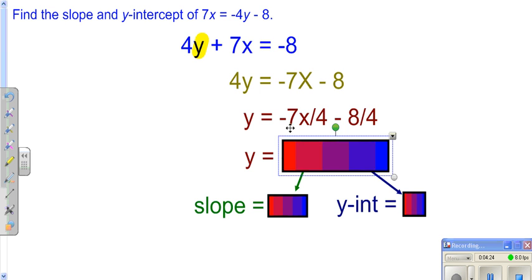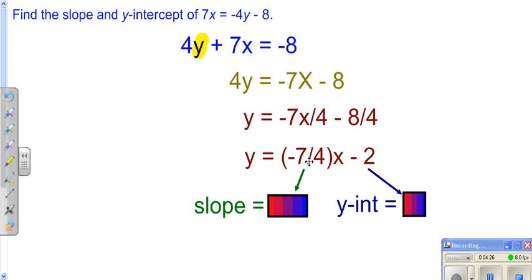You could write this first part then as a -7/4, all multiplied by x. When it's in the form of y equals mx plus b, what's in front of your x is always your slope. What's subtracted or added after your x is always your y-intercept.